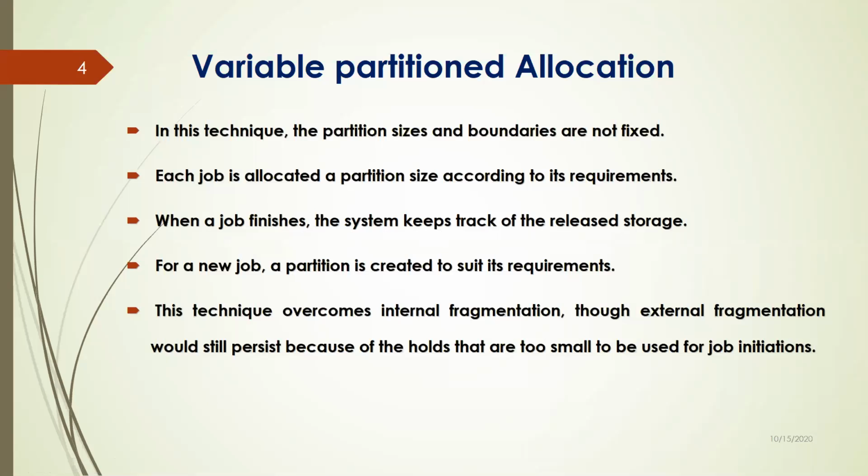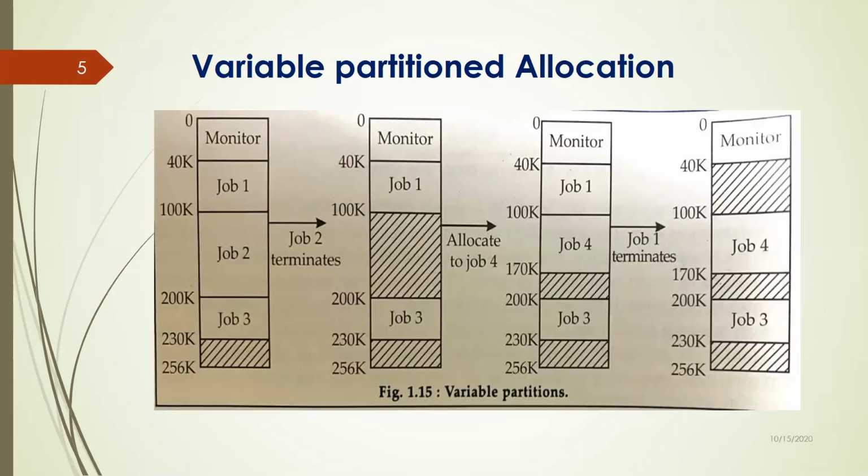So the technique overcomes internal fragmentation, though external fragmentation would persist because it holds a small amount of memory for the job, right? When the memory is small compared to the job, there will be a possibility of external fragmentation, and vice versa. If the amount of memory is bigger than the job, then it is said to be what? Internal fragmentation. So this diagram you need to draw for the variable partitions.